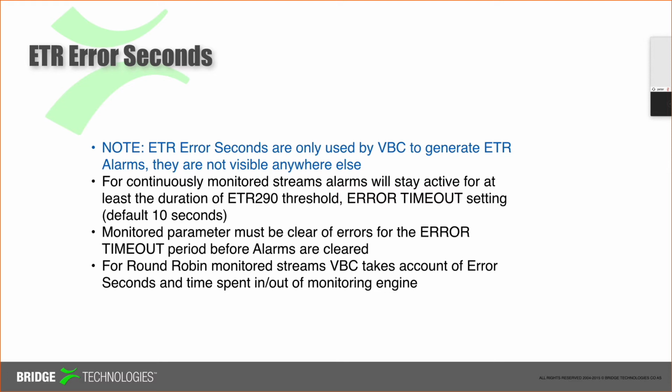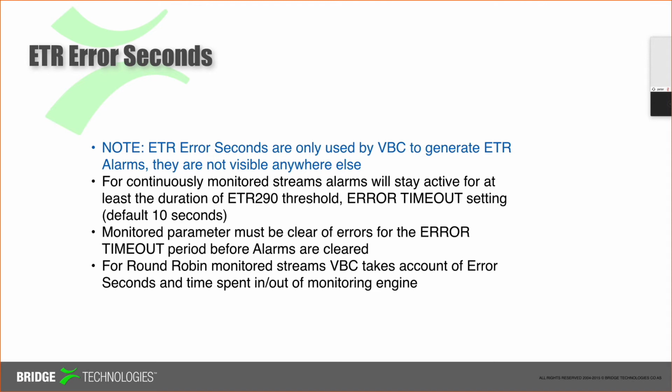When you monitor and raise an alarm, the monitored parameter must be clear of errors for the error timeout period. So if an error disappears, it isn't immediately cleared on the VBC. That error has to have disappeared for a certain amount of time before the VBC clears that alarm. This is to make sure that alarms are not continuously going up and down. If you're getting alarms on a probe that appear, disappear, appear, disappear, the VBC doesn't clear them until this error timeout period has passed.